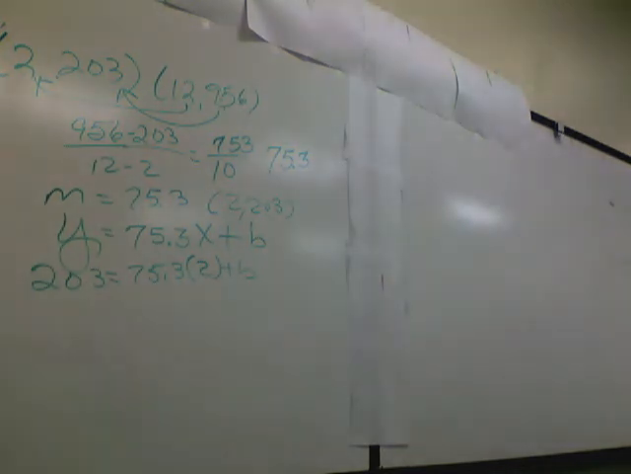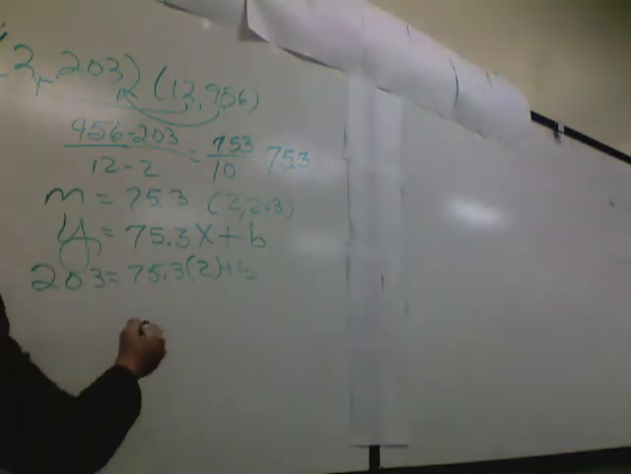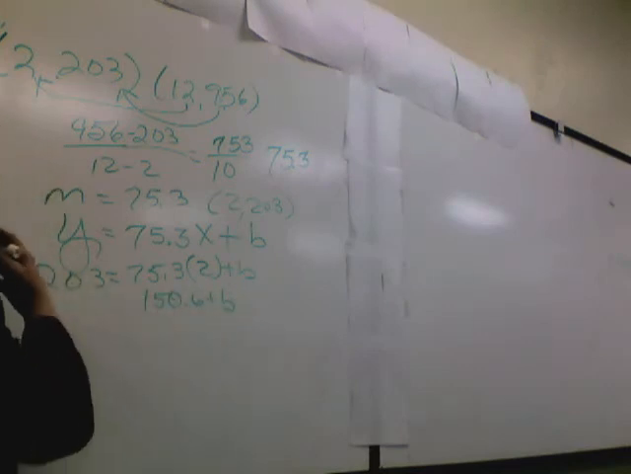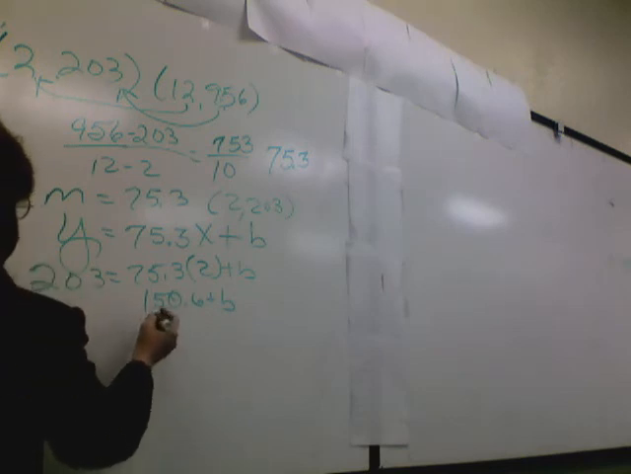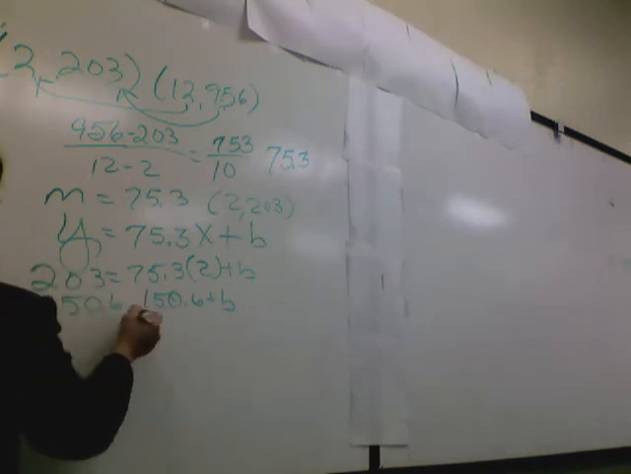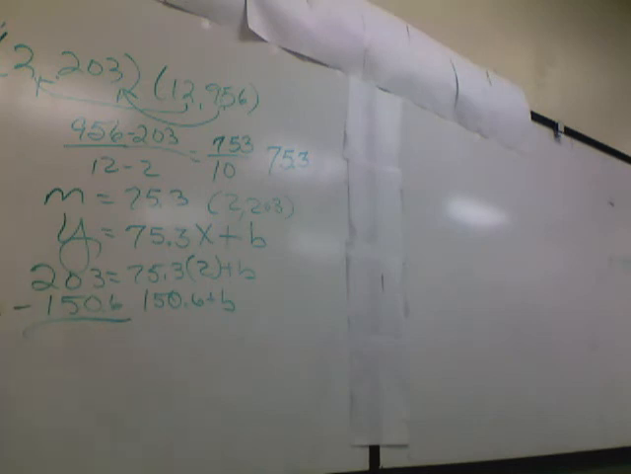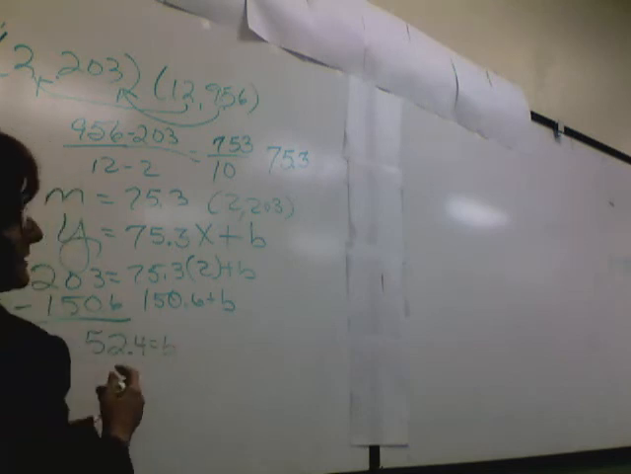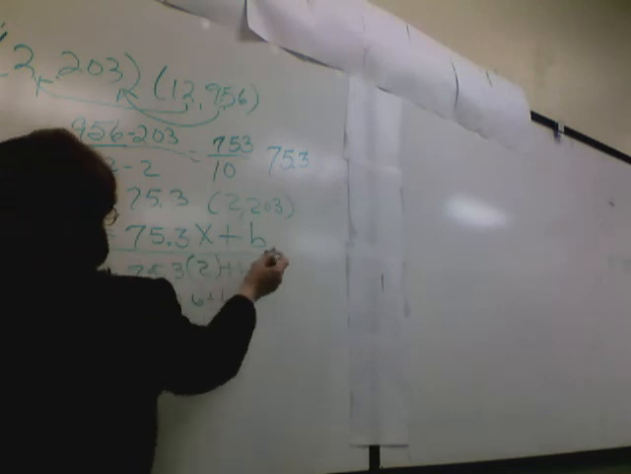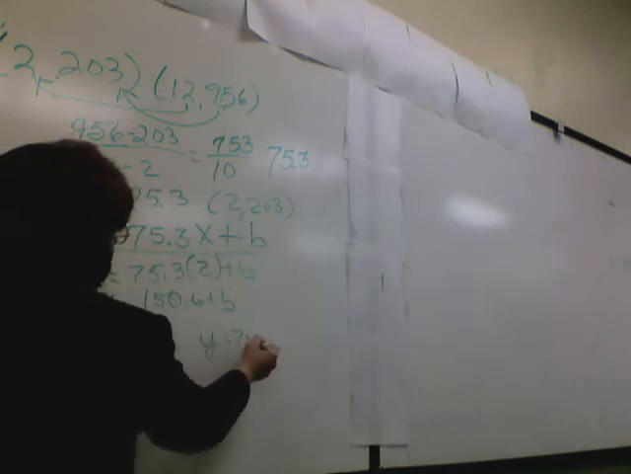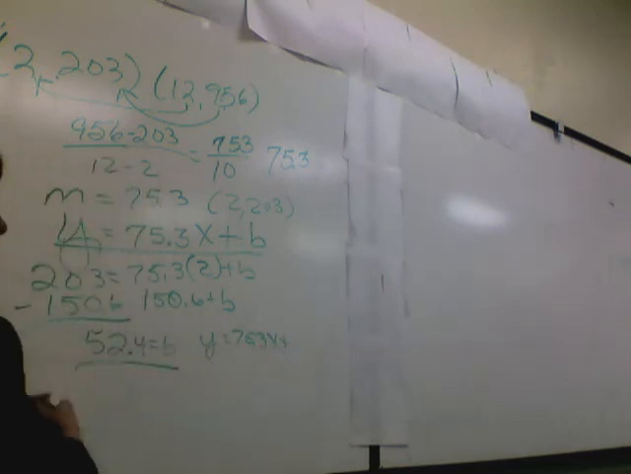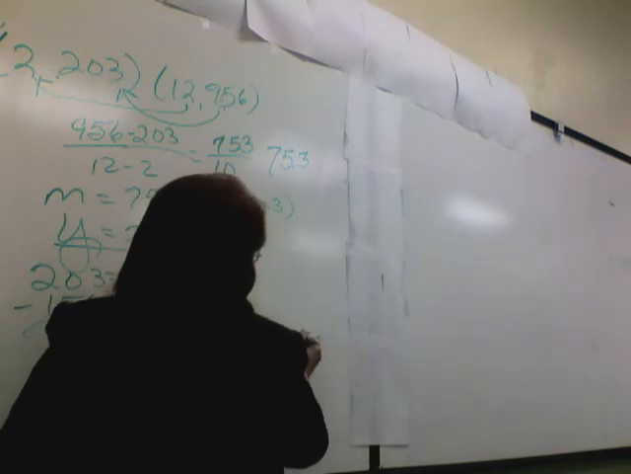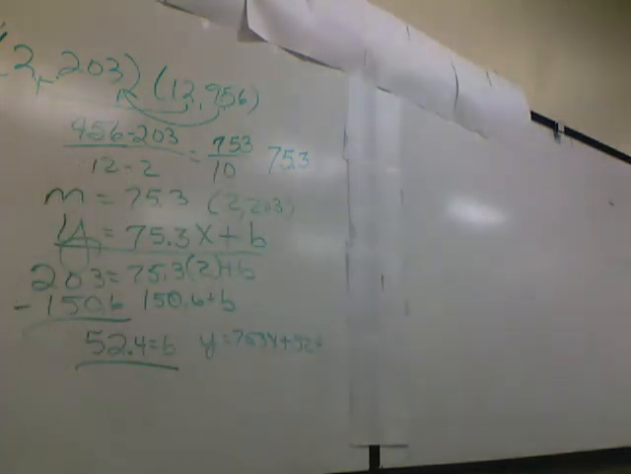So 2 times 75.3 was what? 150.6? Yep. And then you subtracted it to make b. So minus 150.6, and he got the 52.4, was the b. So the equation is y equals 75.3x plus 52.4. Very good work. Okay.